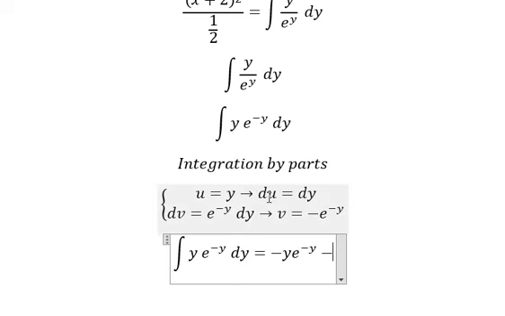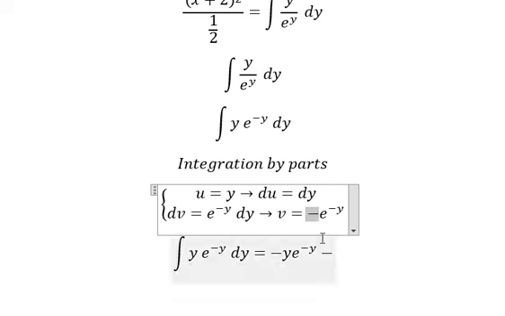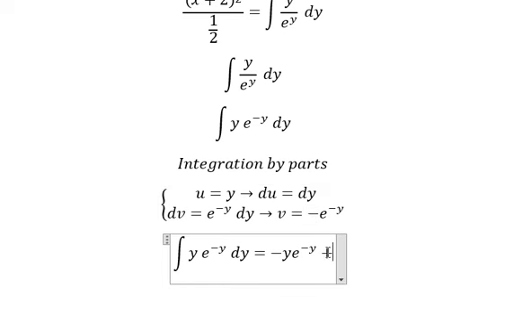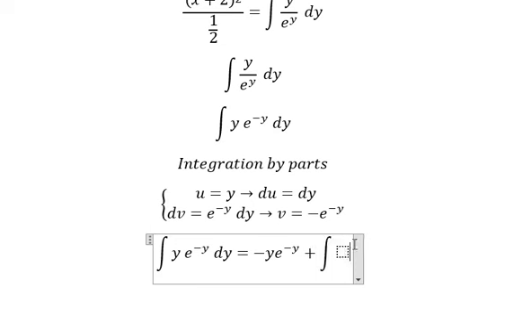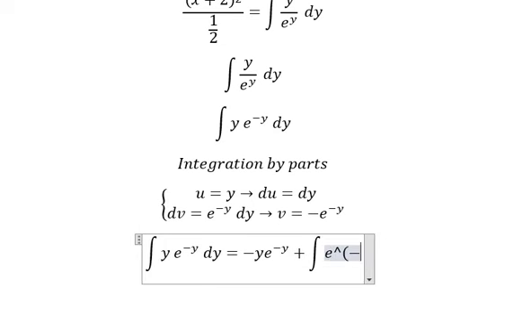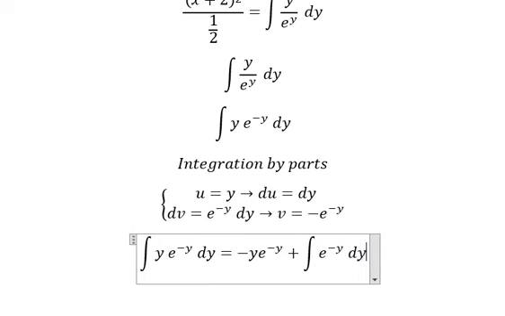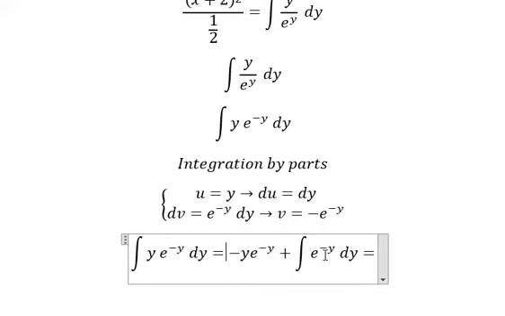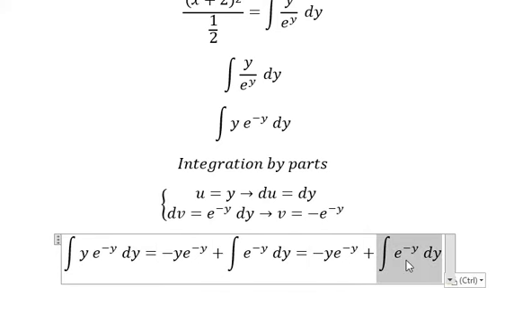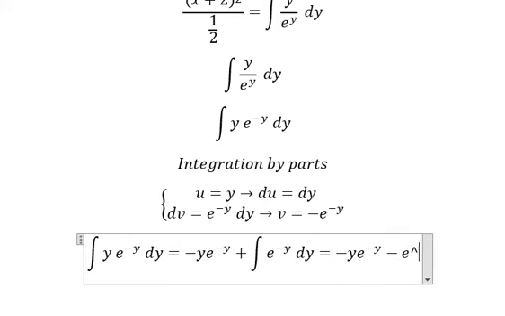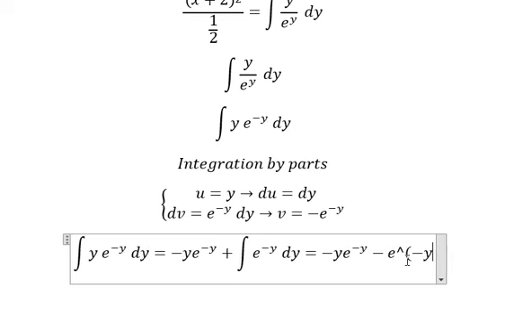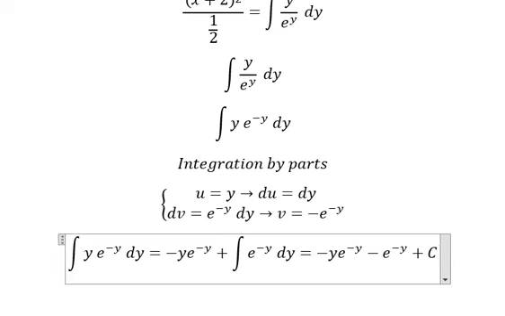minus, we have the u multiplied by v, but we have the negative sign in here, so you got positive. And we have the integration of e to the power of negative y dy. The integration of this one, we have negative e to the power of negative y, and we put c.